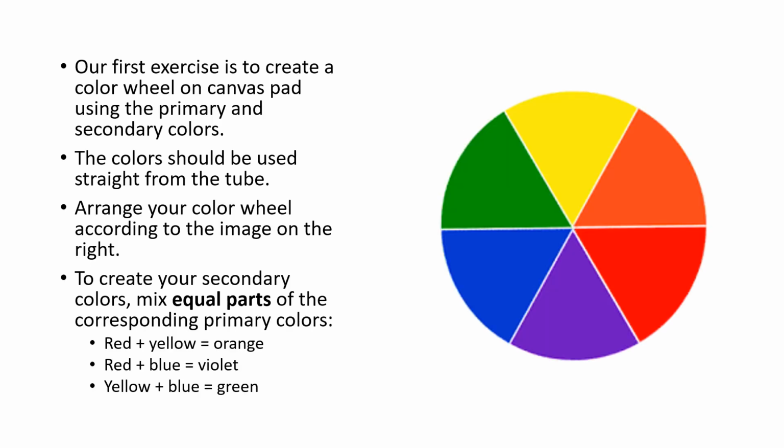Exercise number 1, color wheel with primary and secondary colors. Our first color exercise is to create a color wheel on canvas pad using the primary and secondary colors. The colors should be used straight from the tube. Arrange your color wheel according to the image on the right. To create your secondary colors, mix equal parts of the corresponding primary colors. Red and yellow to make orange, red and blue to make violet, and yellow and blue to make green.